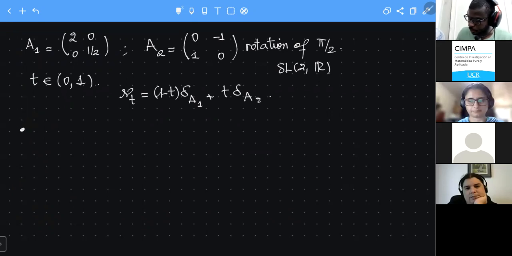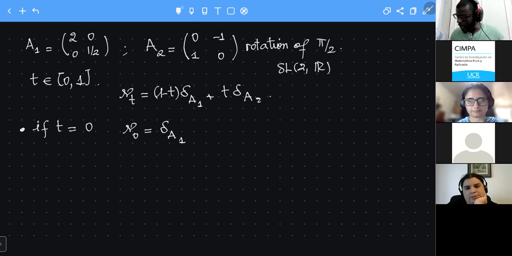So if t is equal to 0, mu_0 is just the Dirac mass at A1. In your process, you only choose the matrix A1, because the probability of choosing A1 is always 1. We know that the norm of A1 is 2, so the associated Lyapunov exponent for mu_0 is the logarithm of 2.